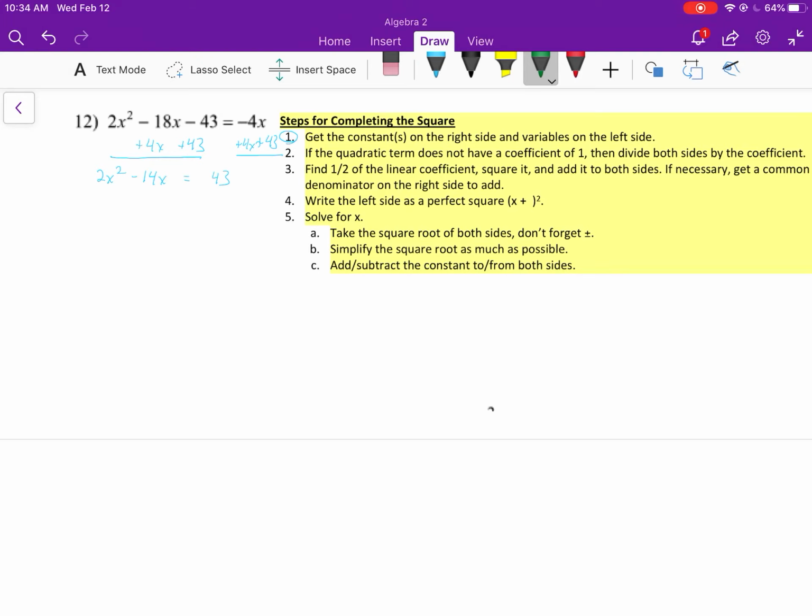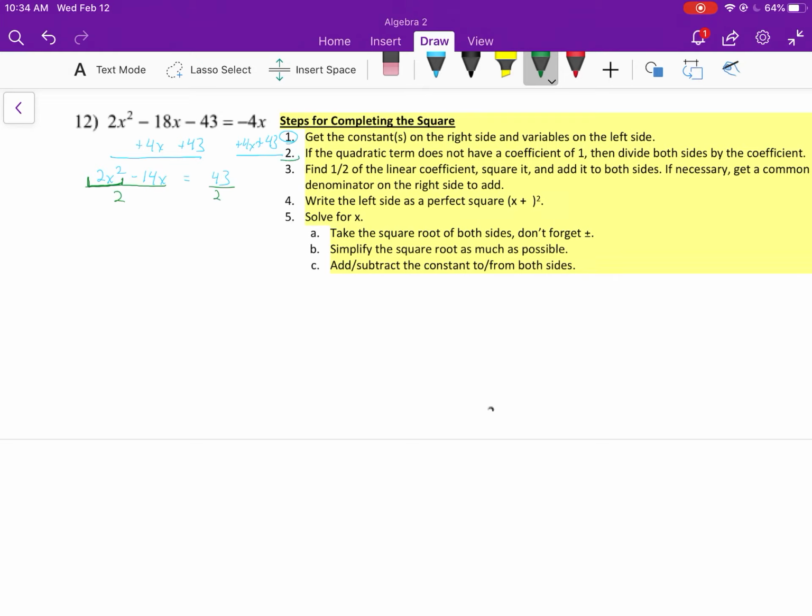If the quadratic term does not have a coefficient of 1, then divide both sides by the coefficient. The quadratic term is the one with the squared. So here's the quadratic term. We check, does that have a coefficient of 1? It doesn't. So since it doesn't, we have to divide both sides by that coefficient, which is 2. If it did have a coefficient of 1, you would just go on to step 3. But it does not. So we're going to divide both sides by 2.